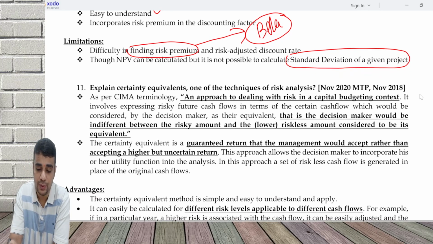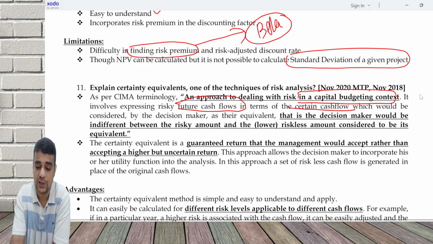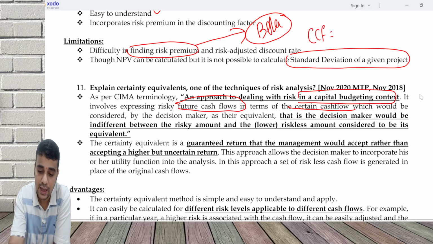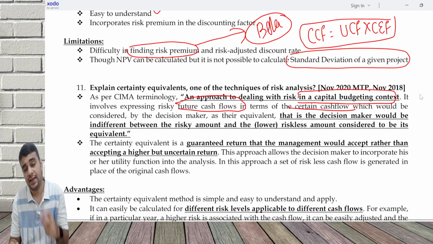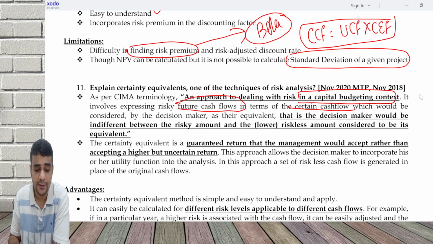It is an approach to dealing with risk in a capital budgeting context. It involves expressing the risky future cash flow, because the future is uncertain to some extent, so it is called risky, in terms of a certain cash flow. You will convert the uncertain cash flow into a certain cash flow. We have a formula: certain cash flow is equal to uncertain cash flow into certainty equivalent factor.